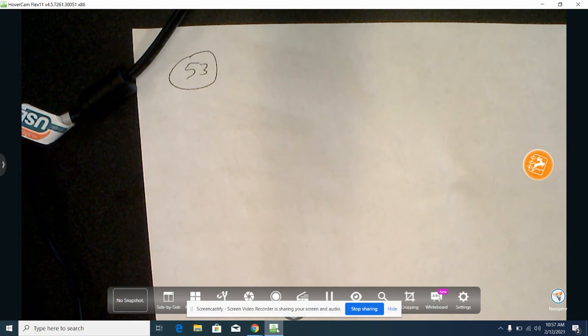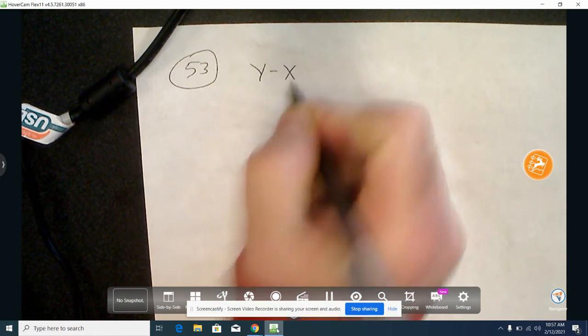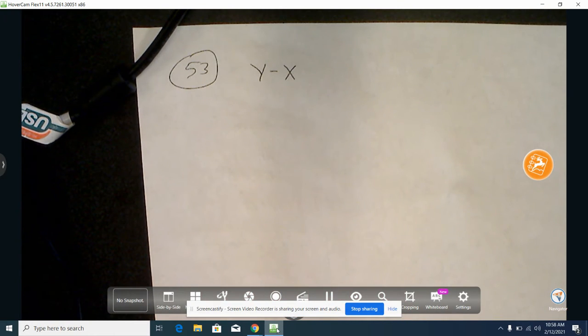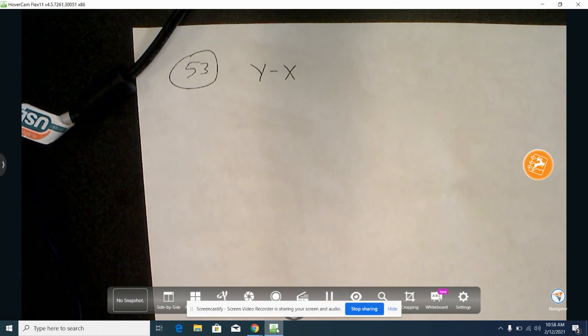It says find the mean and standard deviation of the difference Y minus X in the number of errors made by a randomly selected student. Interpret each value in context. Y is the number of word errors, which is the second table underneath number 51, and X is non-word errors. Okay, so find the mean and the standard deviation.